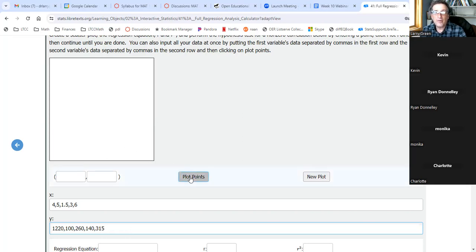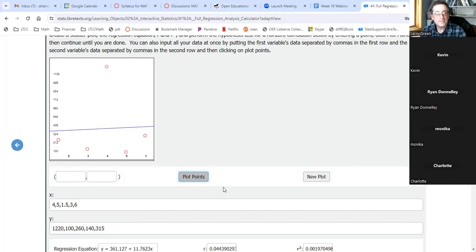Then I'm going to click on plot points. And we can see the points plotted. And what do you notice? What we want to do is look at the points and see if there's a line that's a pretty good match to the points. Does it look like it? Doesn't look great, does it? Yeah, it doesn't look like there's much of a match. The points are kind of all over the place.